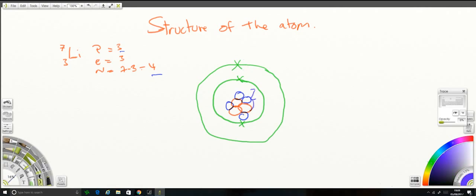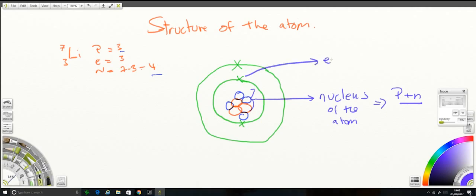This bit here, where the protons and neutrons are found, is called the nucleus. So this is the nucleus of the atom. And the nucleus is where the protons and neutrons are found. So I'm just going to write P and N for short, but that's where the protons and neutrons are found.